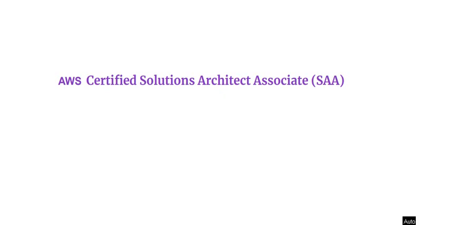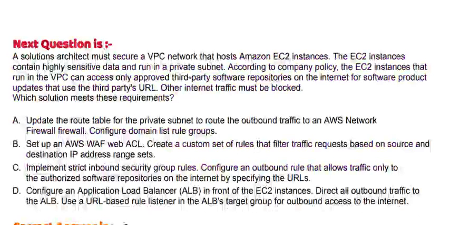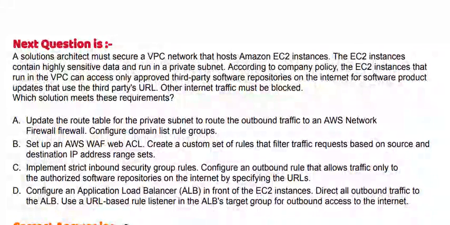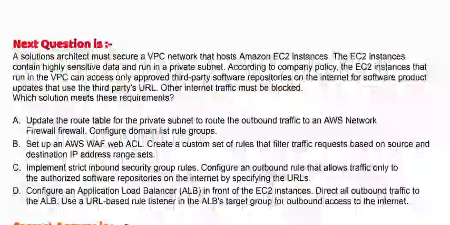Today's question is, a solutions architect must secure a VPC network that hosts Amazon EC2 instances. The EC2 instances contain highly sensitive data and run in a private subnet. According to company policy, the EC2 instances that run in the VPC can access any approved third-party software repositories on the internet for software product updates that use the third party's URL. Other internet traffic must be blocked. Which solution meets these requirements?